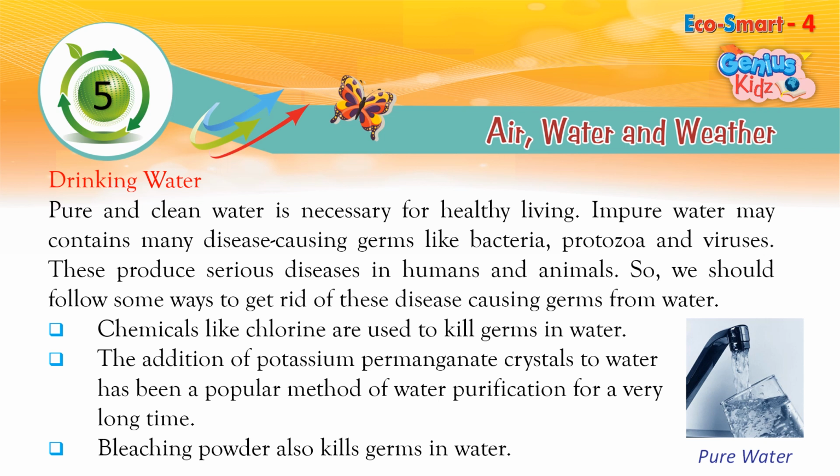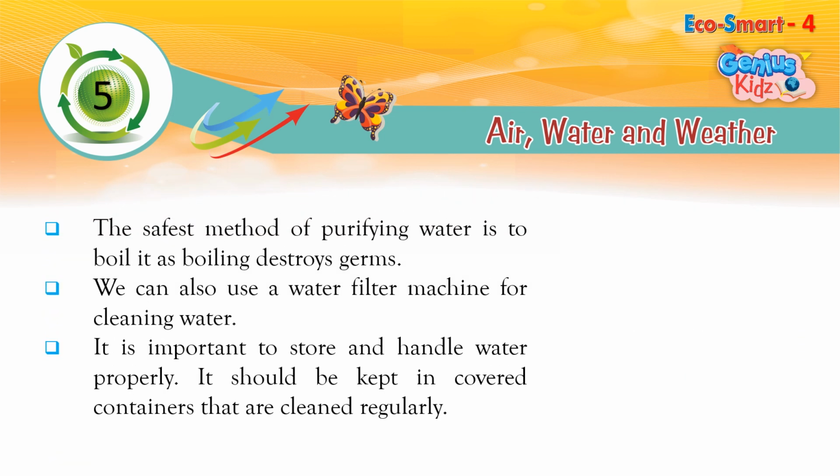Chemicals like chlorine are used to kill germs in water. The addition of potassium permanganate crystals to water has been a popular method of water purification for a very long time. Bleaching powder also kills germs in water. The safest method of purifying water is to boil it, as boiling destroys germs. We can also use a water filter machine for cleaning water.